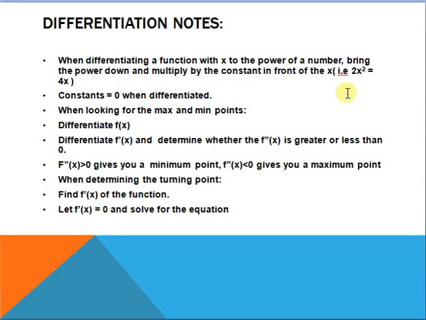So this gave us the 4, and the power, you have to minus 1 away from it. So the x becomes x to the power of 1. So that would be 4x to the power of 1, which is essentially 4x, okay? So constants are always equal to 0 when differentiated. And when you're looking for max and min points, you differentiate f of x, and then determine whether f of x, when you double differentiate it, is greater or less than 0. So if the double derivative is greater than 0, this gives you a minimum point. And if it's less than 0, it gives you a maximum, okay?